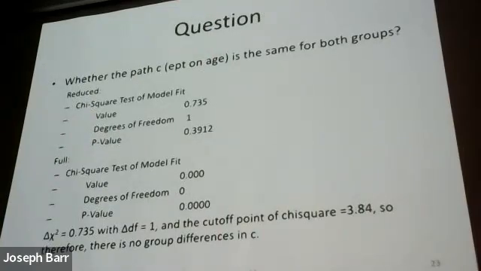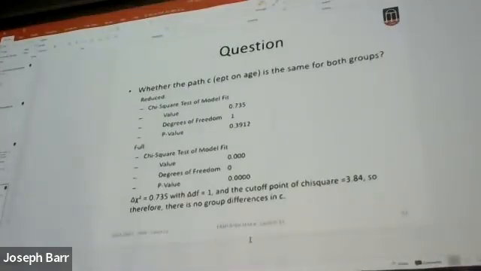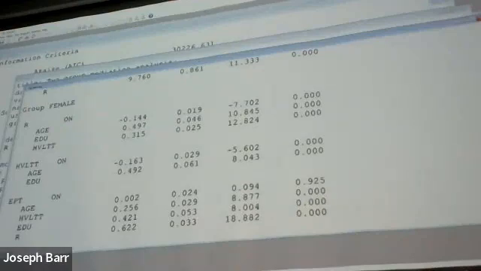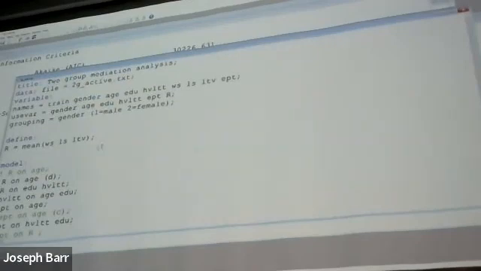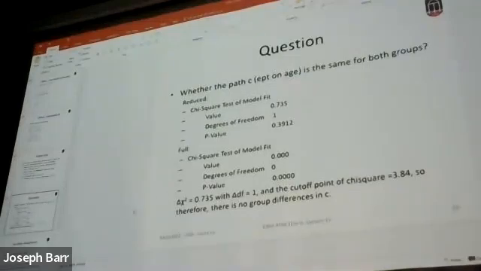This is an exercise for you. So C is actually in the code. I already gave you the C here. So the C, this path. So this is C. I want you to do the test of C only, the influence of H on EPT, whether it is the same or not for male and female. So that's an exercise.